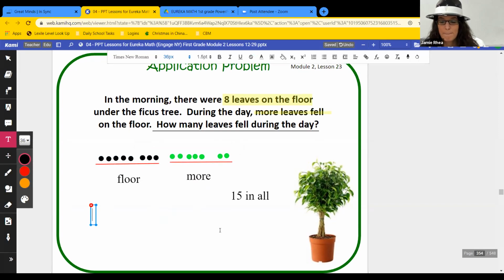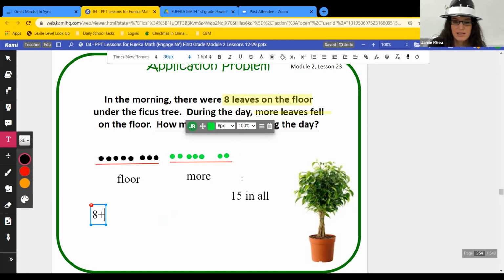What can we say? We can say 8 were on the floor. Some more, which were how many? Let's count them. 1, 2, 3, 4, 5, 6, 7. 7 more fell during the day. Now there are 15 leaves in all.